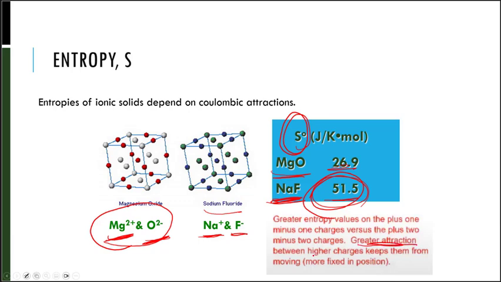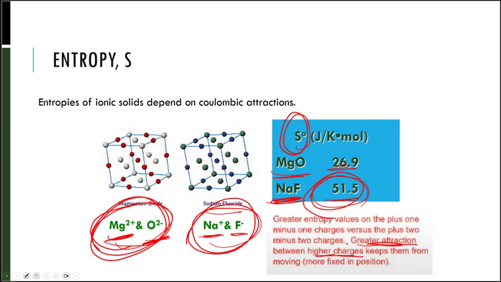There's greater attraction between higher charges that keeps them from moving. And if it keeps them from moving in those higher charges, that means that it is less disordered. The +1 and the -1, there would be less attraction, and less attraction means that they will move more. Moving more is more randomness, more disorder, and a greater entropy.